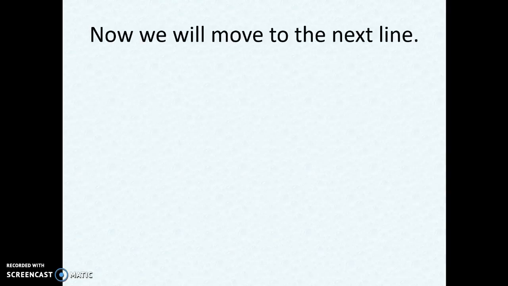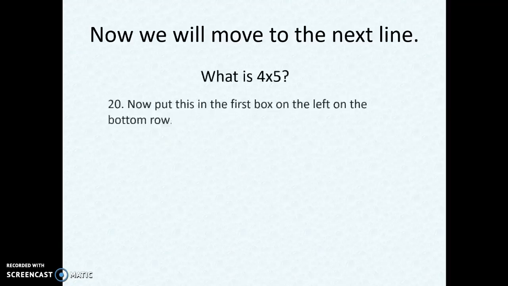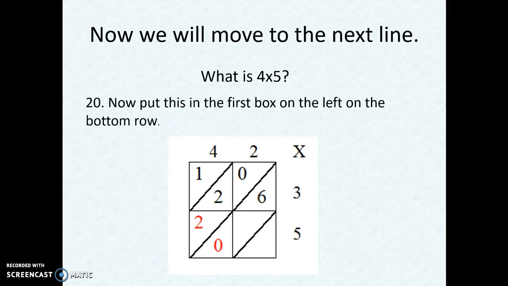All right, so moving on to the next line. We're going to do the same thing we did in the first line. Just instead, we're going to do the first column, second line with the second line. So it's going to be 4 times 5 for the first one. The total is 20. Now you're going to put this in the first box on the left bottom row, just like it shows here, 2, 0. Quick, simple, and done.